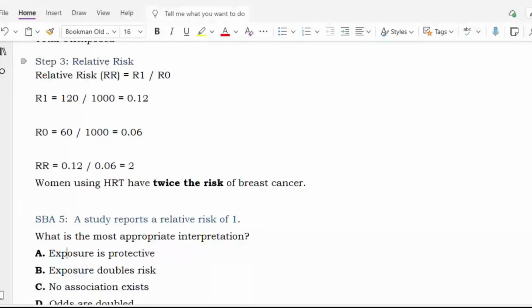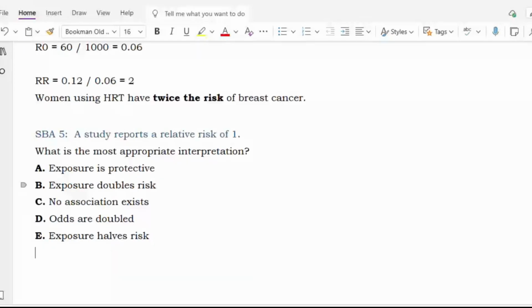So this type of calculation will come in the examination and it is a sort of data interpretation also. They may give this and ask you the interpretation. What does it mean? Okay, next. A study reports a relative risk of 1. What is the most appropriate interpretation? Exposure is protective. Exposure double risk. No association exists. Odds are double. Exposure half risk. So answer is C.